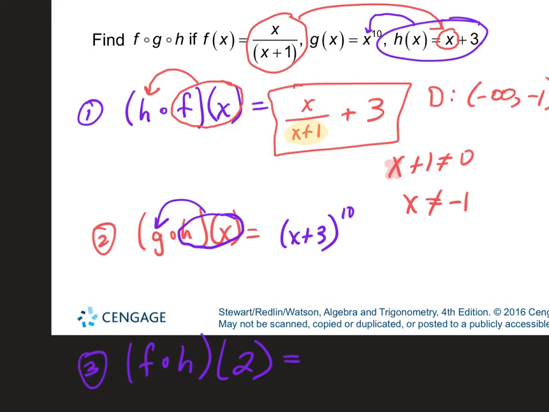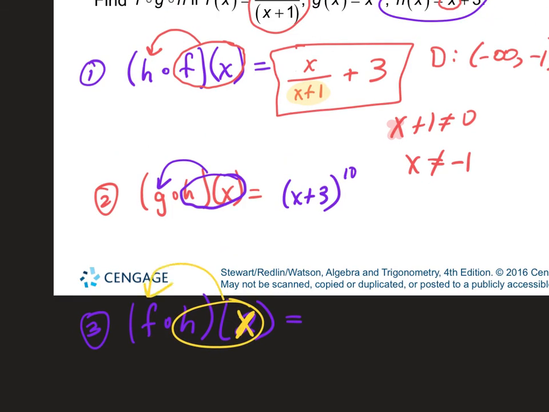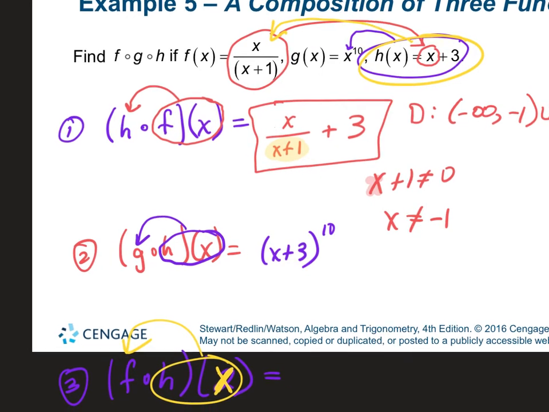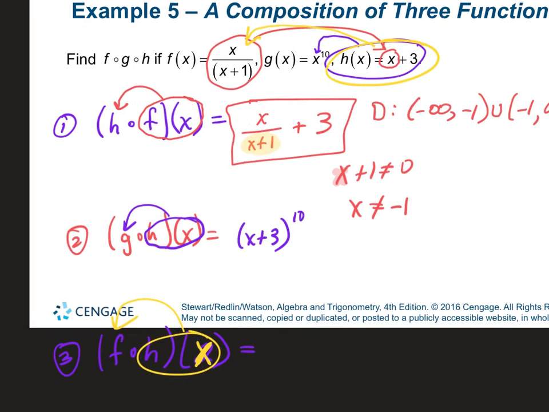Well, actually, let's do this with x first and then we'll do it with a number, just so you guys can see. This is saying to take the h and plug it into the f. So I'm going to take the h and plug it into the f. What would this look like? Everywhere I see an x, what do I put?